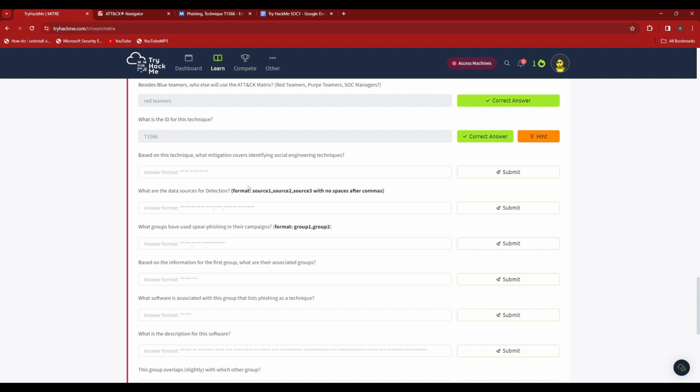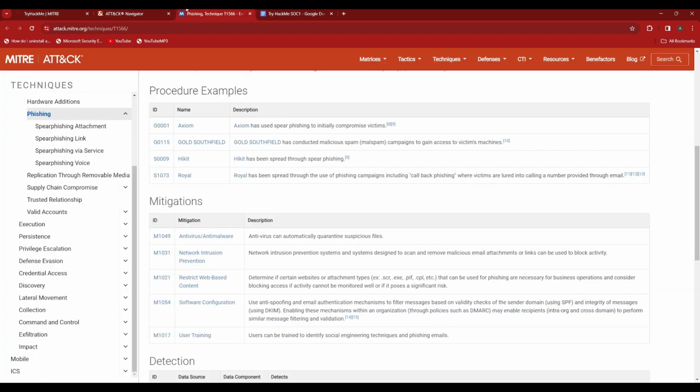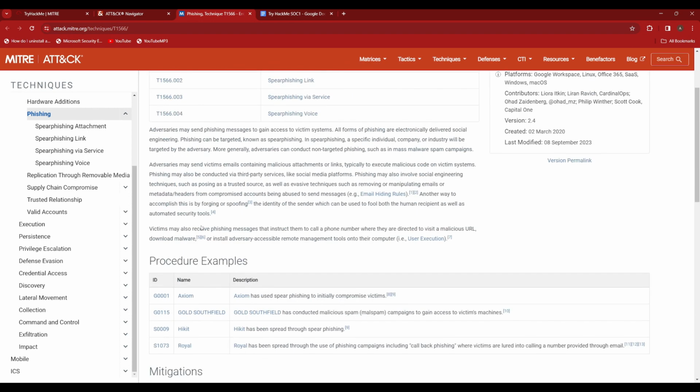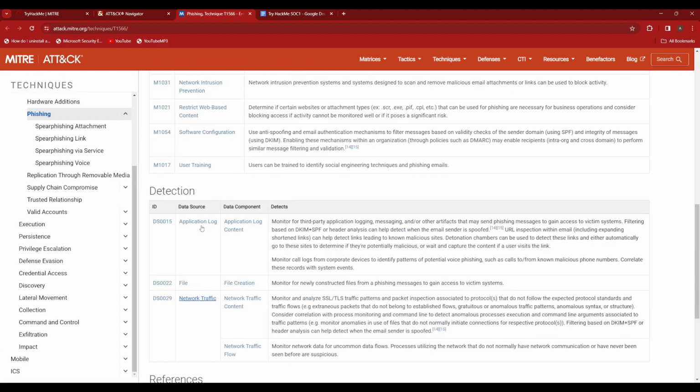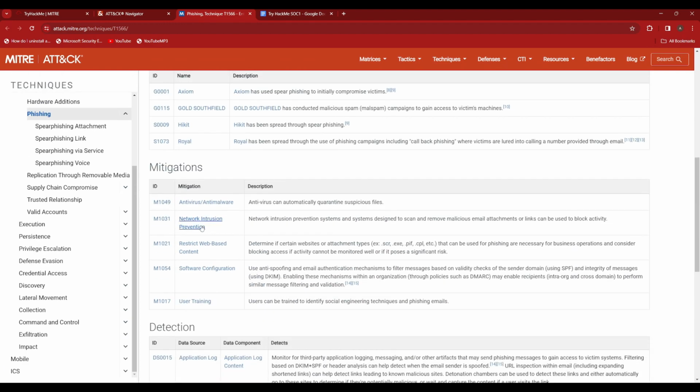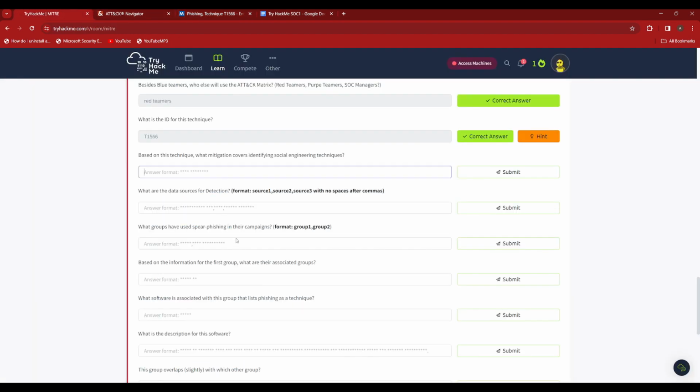So the next question asks, off the same page, based on this technique, what mitigation covers identifying social engineering techniques? So it looks like I'm looking for a mitigation and social engineering techniques. So I found it, I believe it's mitigation is here next to ID. Not all of these have mitigation, so that gave me a good idea. And it's looking for the one that's talking about users can be trained to identify social engineering techniques and email. So I believe it's user training, not 100% sure, but we can double check right here. And correct, we'll take it.